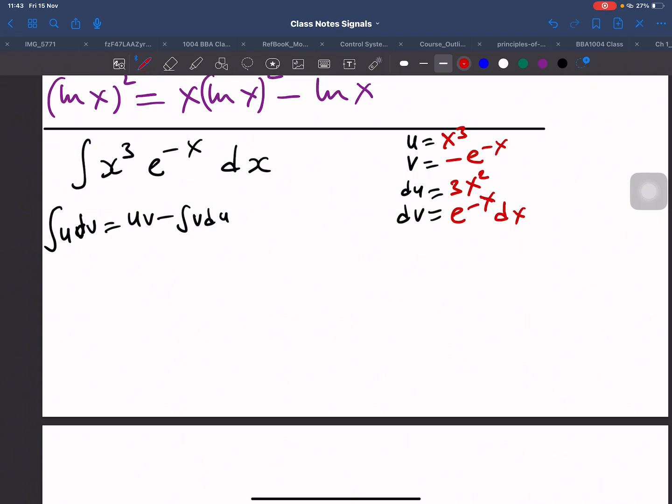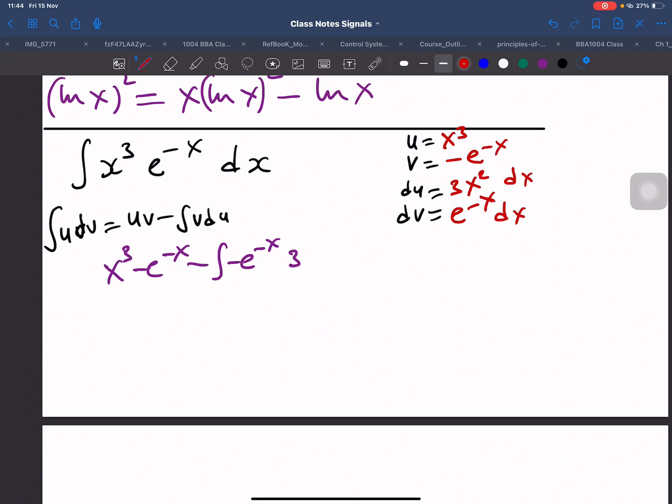So now we are going to input these values into the formula. uv is x raised to the power 3 times minus e raised to the power minus x, minus the integral of minus e raised to the power minus x, then du is 3x squared. Sorry, I'm supposed to write dx here.